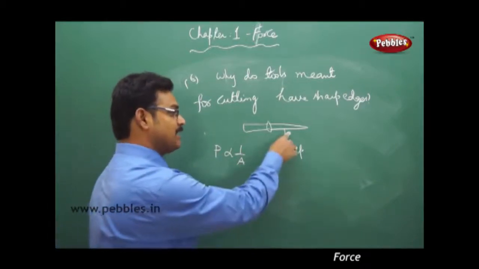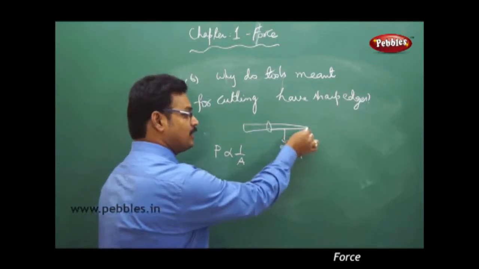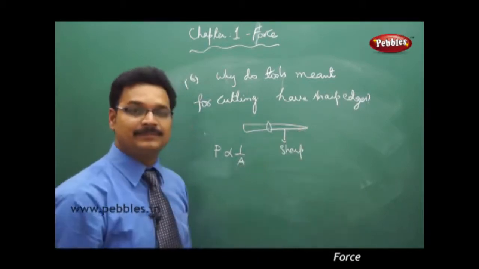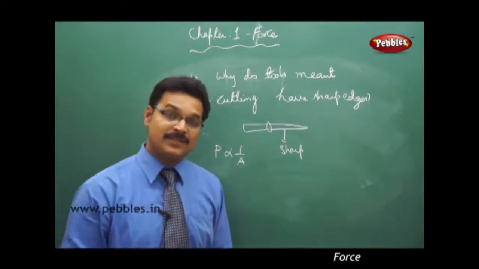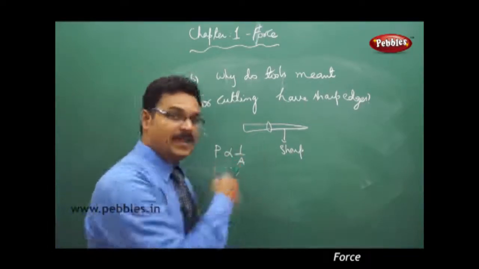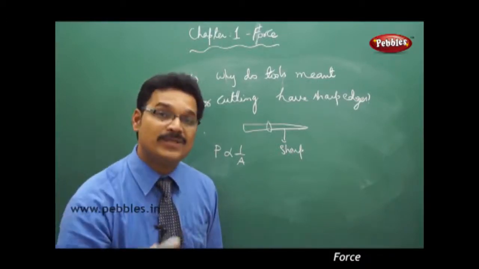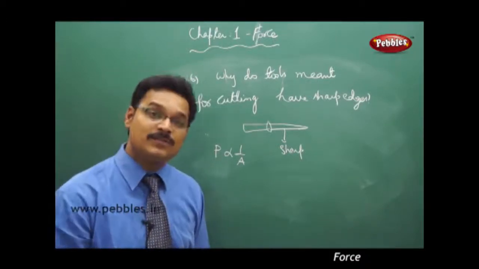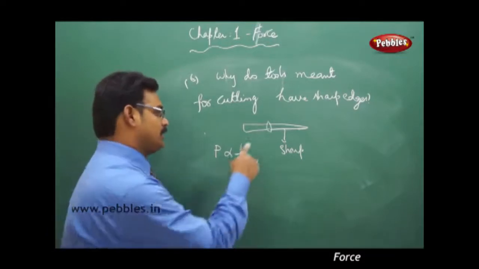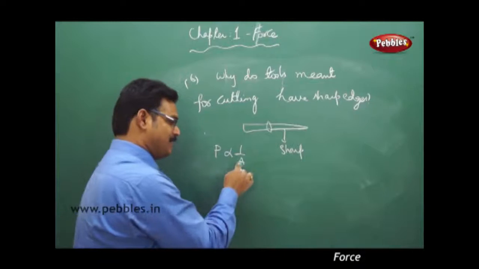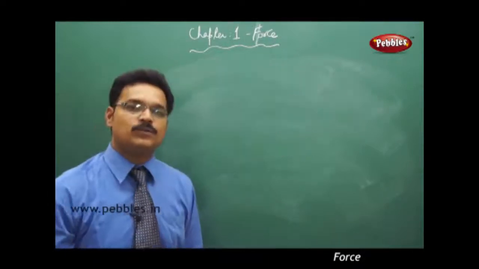As the edges are sharp, the area is less. When the area is less, pressure is more. Due to that reason, using these knives we easily cut the vegetables, quickly cut the vegetables. So sharper edge means less area, more pressure. Next one.